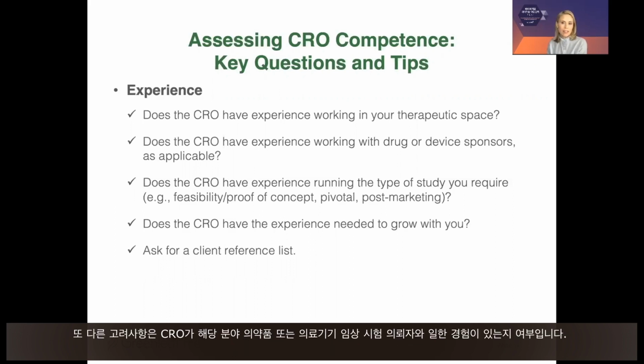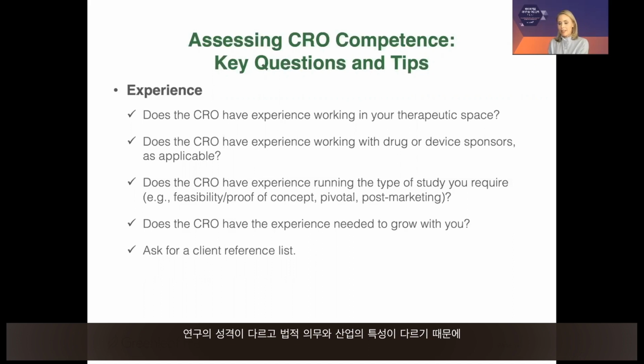Another question to ask is, does the CRO have experience working with drug or device sponsors as applicable? If you have a drug, it would make sense to go to a CRO that has a lot of experience working with drug sponsors. And if you have a device, you would want to go to a CRO that has a lot of experience working with device sponsors, because the nature of the studies are different and the nature of the legal obligations are different. The industries are different. So you want a CRO that really knows the ins and outs of the drug industry or the device industry, depending on your situation.